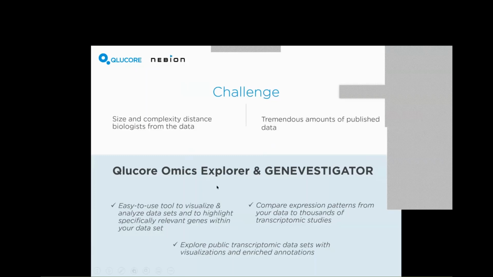But the combined use of our two softwares can help you with this challenge, which we will show in this webinar. Qlucore Omics Explorer is an easy-to-use tool to visualize and analyze data sets and to highlight and find specifically relevant genes within your data set. In Genevestigator, you can compare expression patterns from your data to thousands of transcriptomic studies. With the two softwares together, you can explore public transcriptomic data sets with visualizations and enriched annotations.